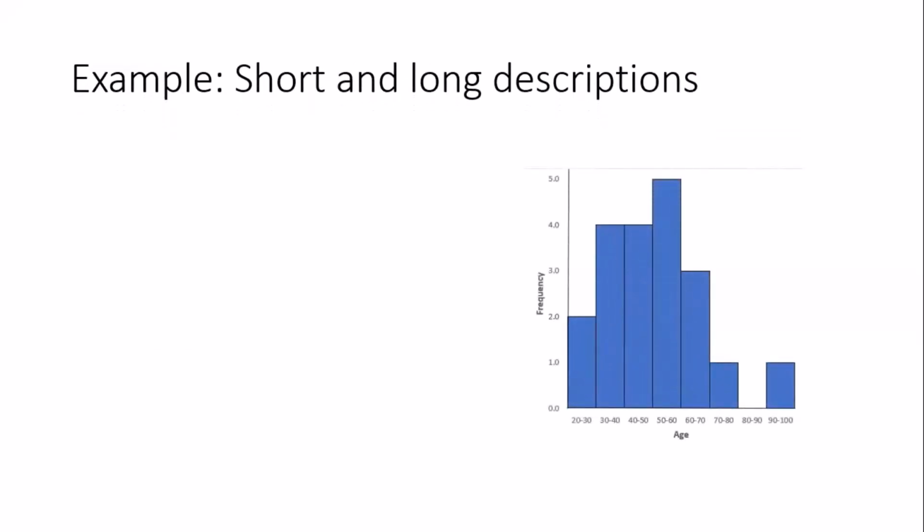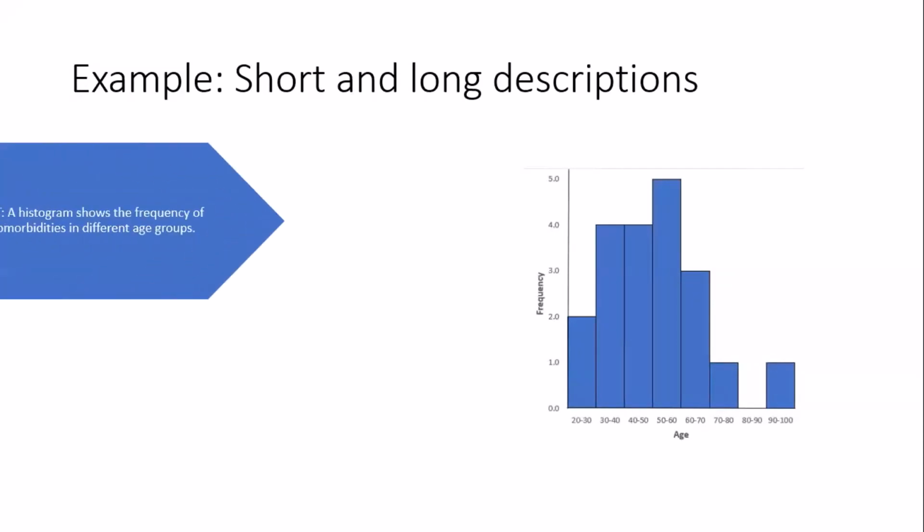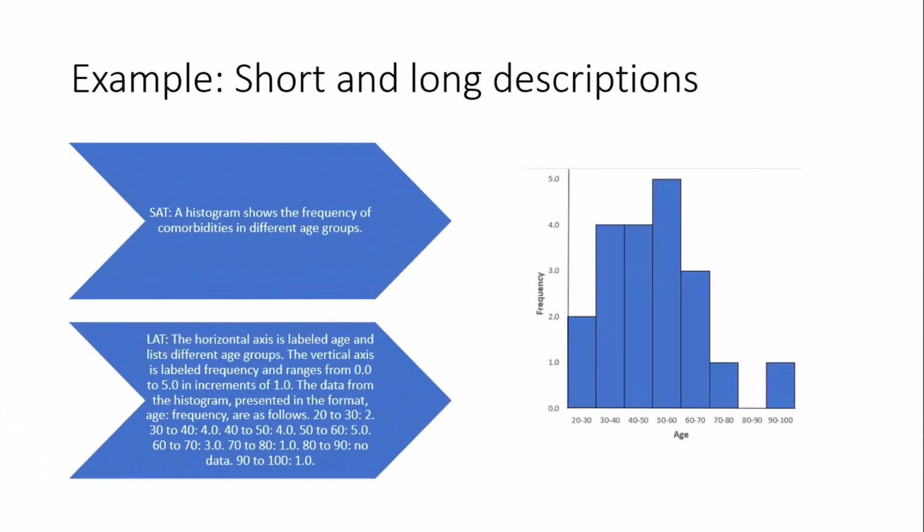So this is an image of a histogram. Here, depending upon the publisher's guidelines, you can either stop with a short or you have to go for a long. Depending upon the guidelines, and because this has more information, we are writing this short and long like this. The short alt text is reading: a histogram shows the frequency of comorbidities in different age groups, and the long alt text explains the histogram in more detail.